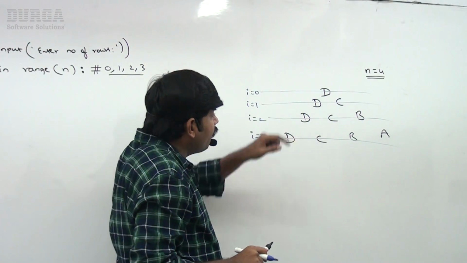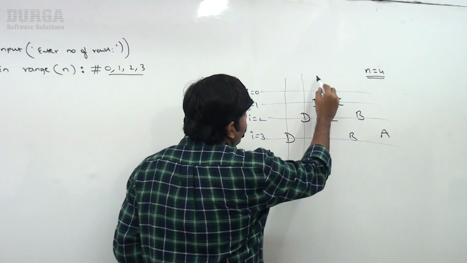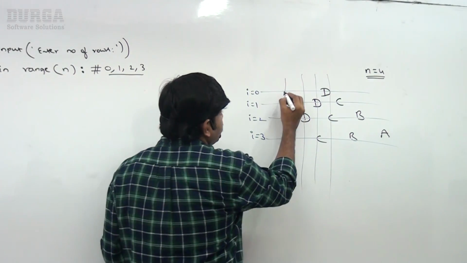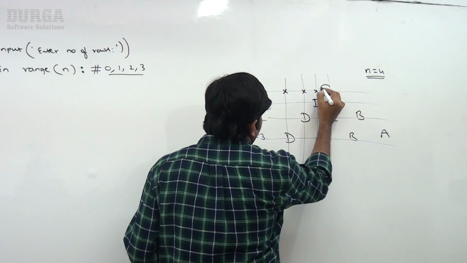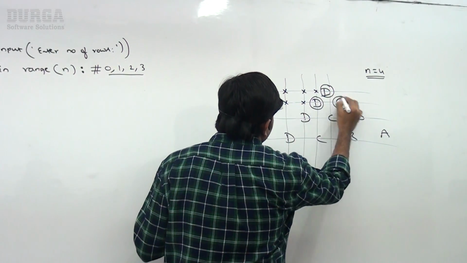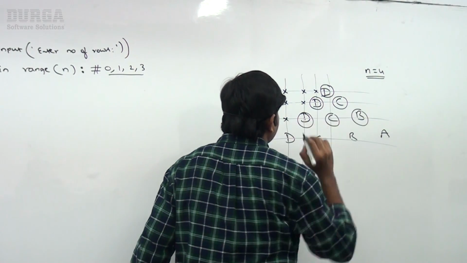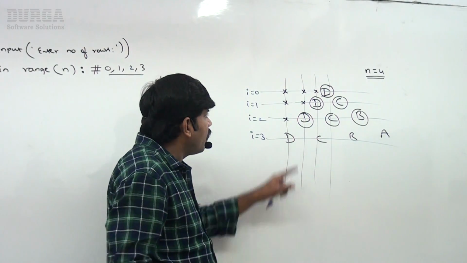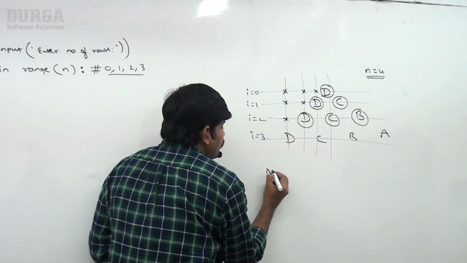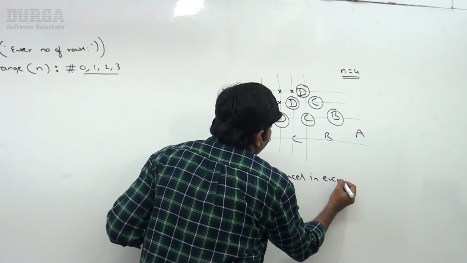Next, in every row, if you observe, spaces are there. In the first row, how many spaces are there? 3 spaces followed by 1 symbol. Next, 2 spaces followed by 2 symbols in the next row. Only 1 space followed by 3 symbols, right? So for every row, I have to print spaces first. Now my question is the number of spaces in every row.